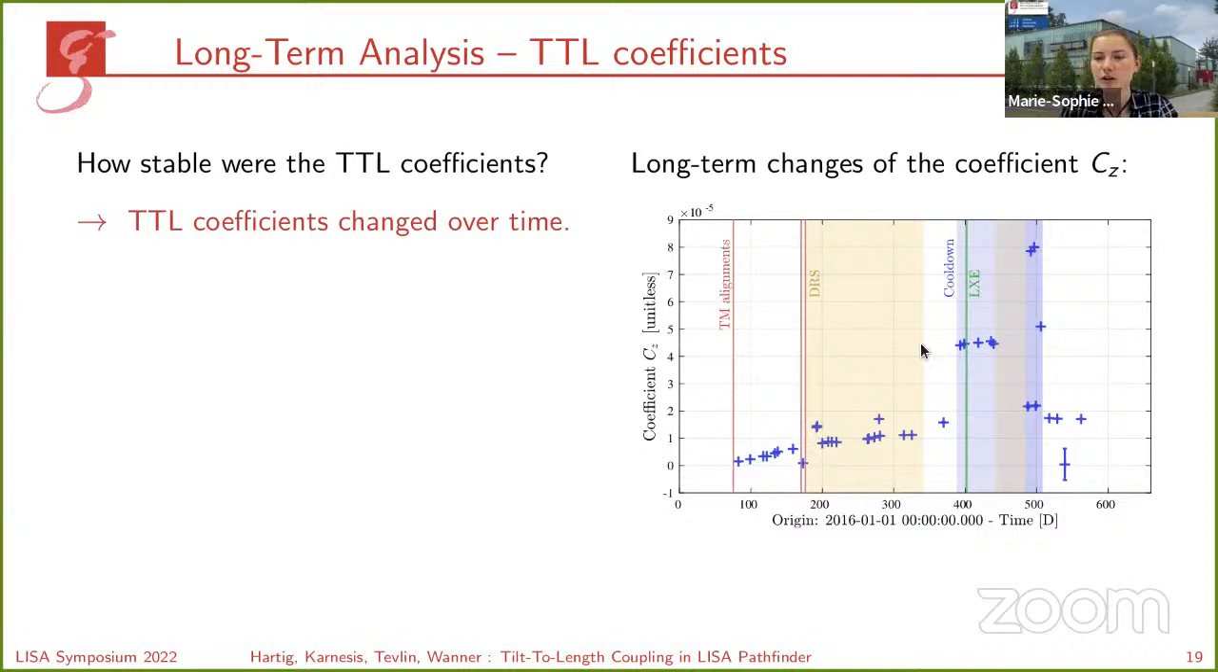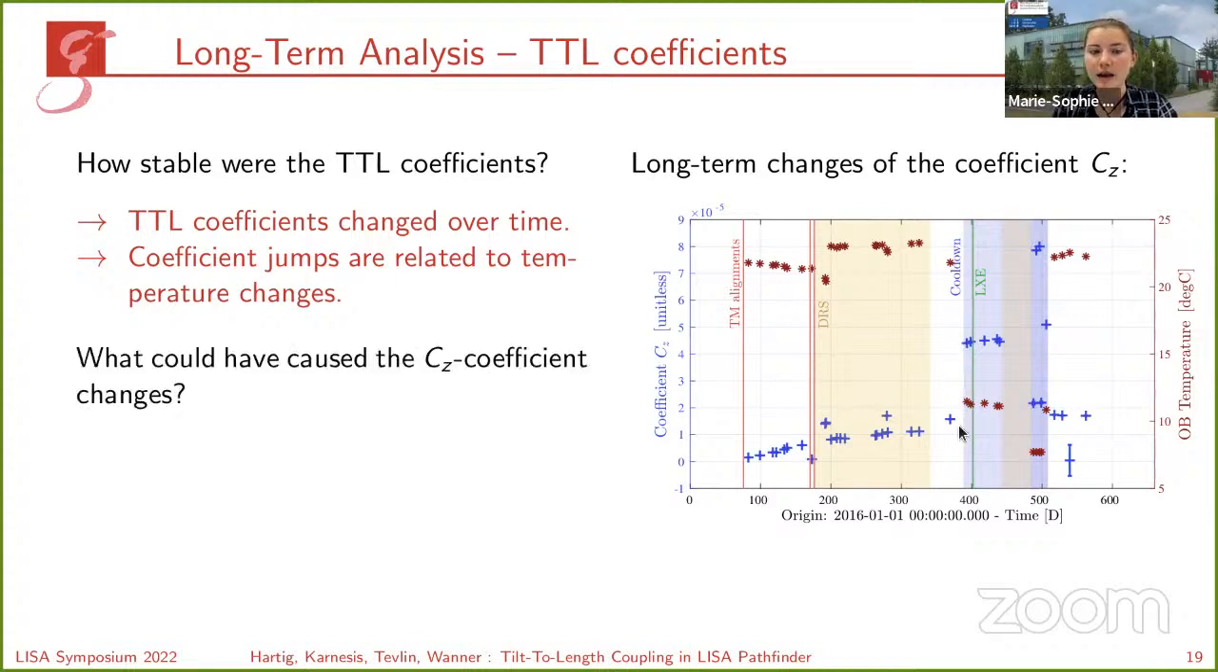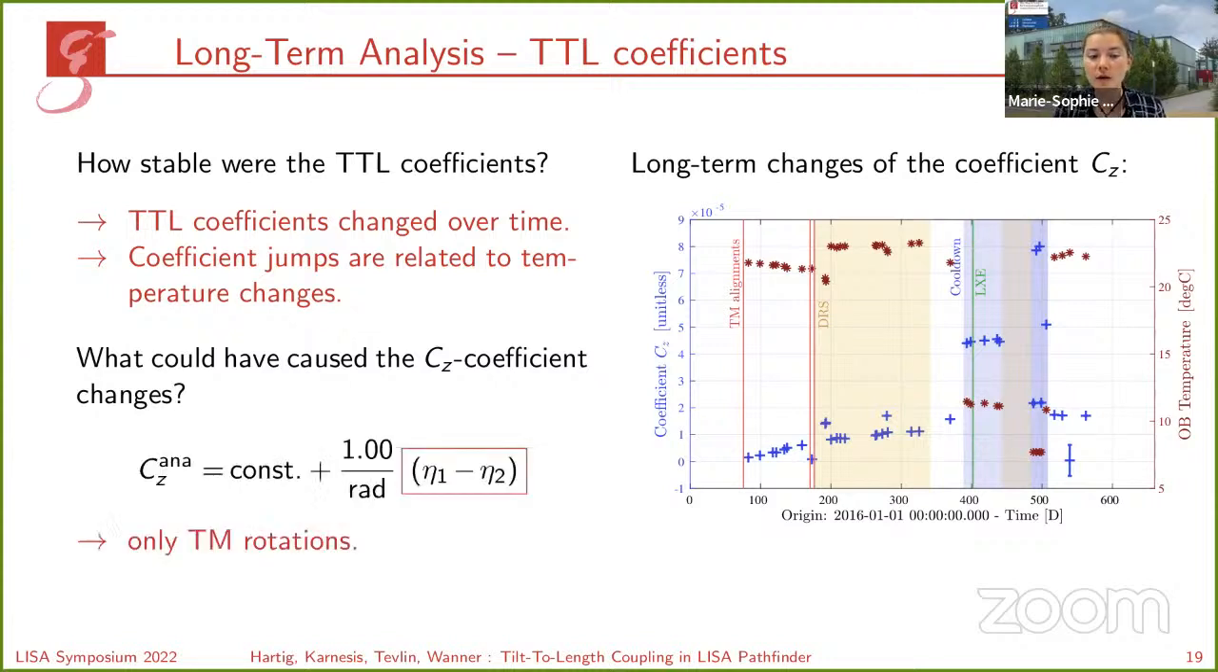Mostly this coefficient, the CZ coefficient, did not only change for the task mass realignments, indicated here by the red lines, but also in between we see drifts, and particularly here at the beginning of the so-called cool down, where the temperature within the satellite was decreased, we find a jump of the coefficient. And of course, we wondered what could have caused these changes. Also, there was no task mass rotation applied. And from the analytical model, we must say that we can explain these changes really only by real task mass rotations. And particularly for this cool down, we would have needed a differential task mass rotation of 30 microradian.